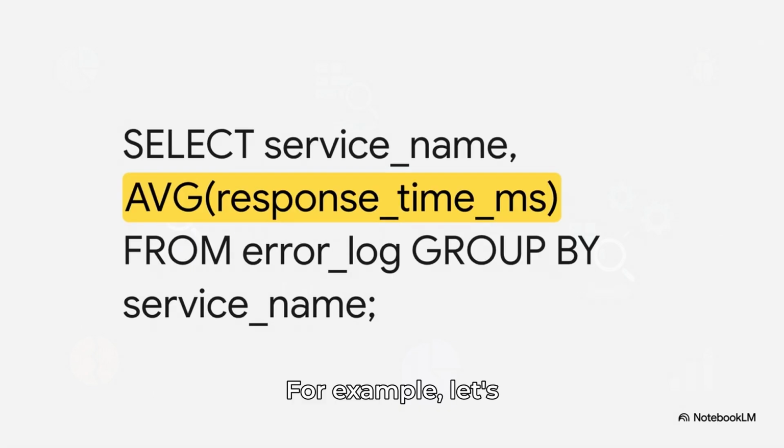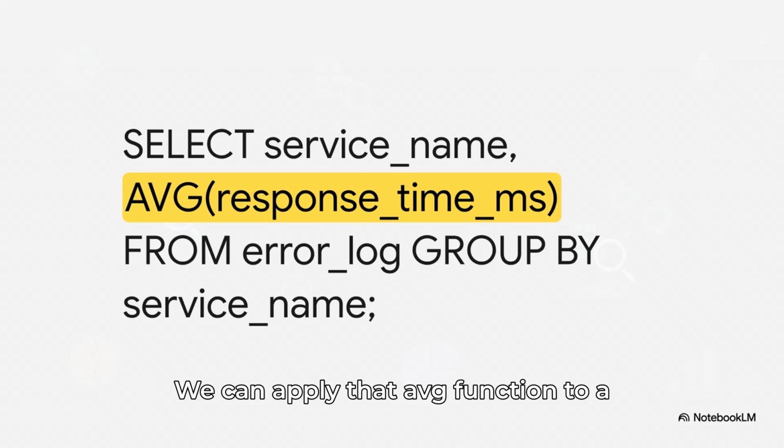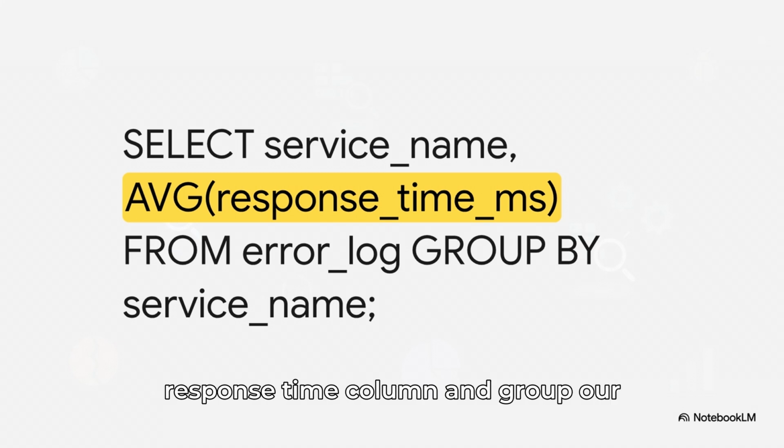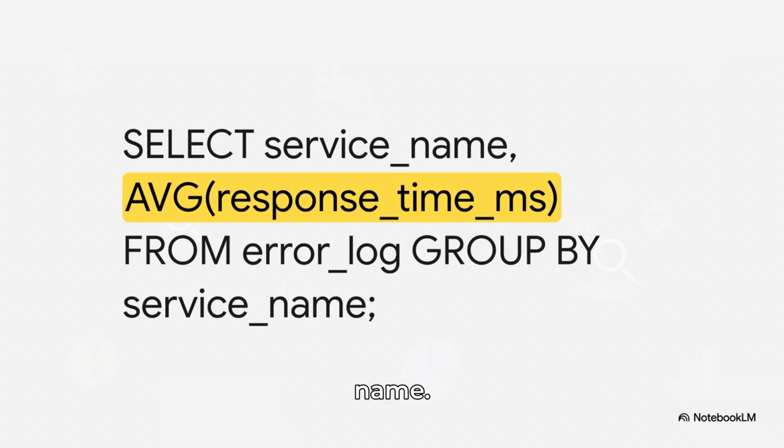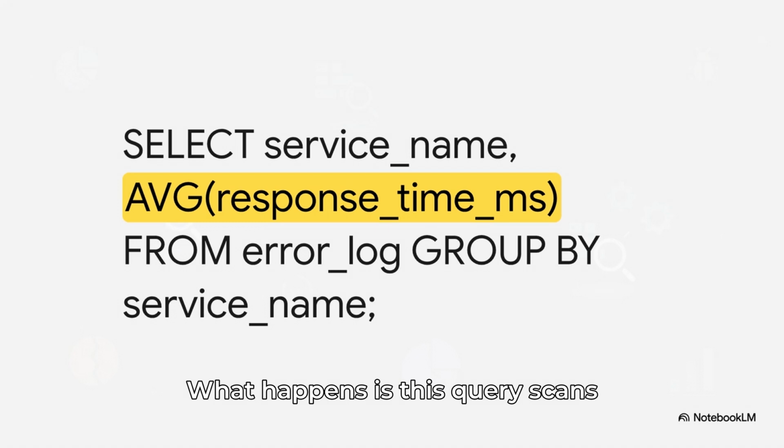For example, let's look at tracking latency. We can apply that AVG function to a response time column and group our results by service name. What happens is this query scans through all the transaction logs and spits out the average processing time for every single microservice running in our infrastructure.